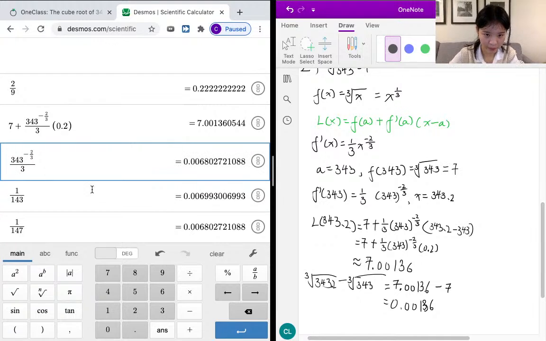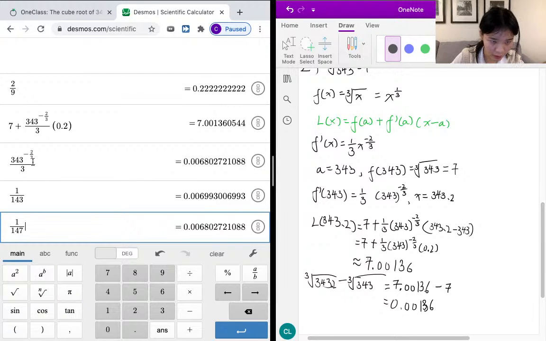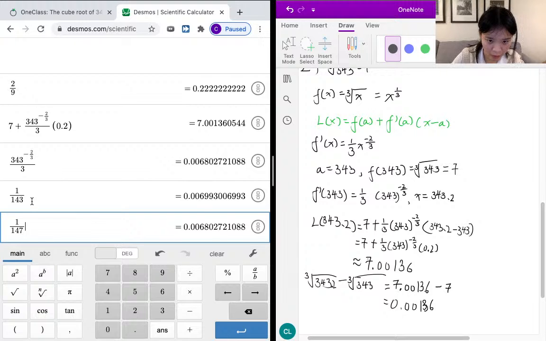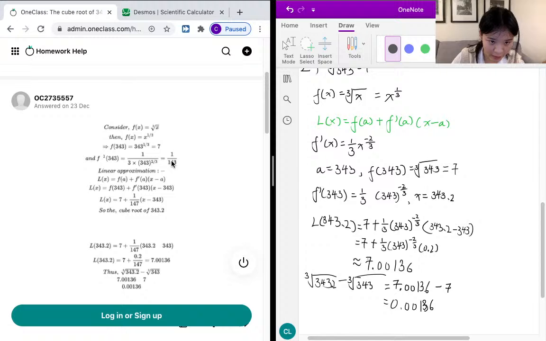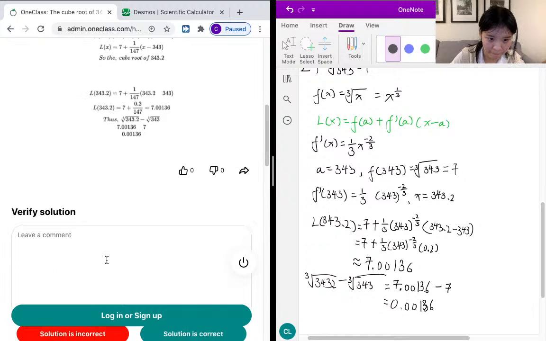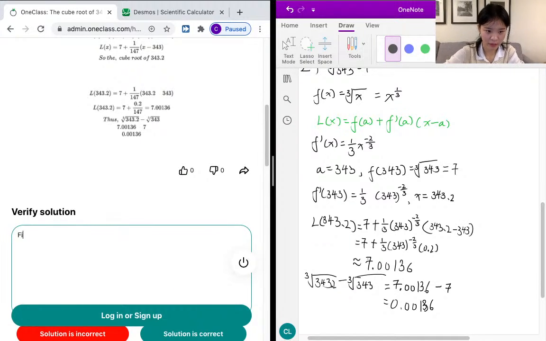So the value of our term f prime of a is actually 1 over 147, not 1 over 143. So their fourth line is incorrect, but they made their changes over here, so their final result is correct. Cool. Okay, so their final result is correct, but the fourth line is incorrect.